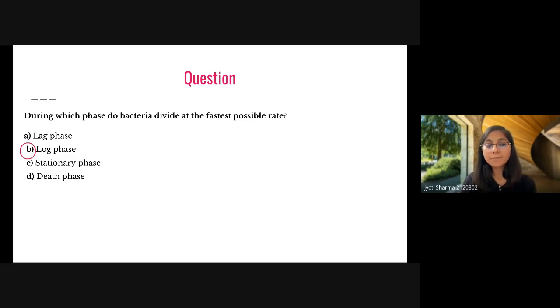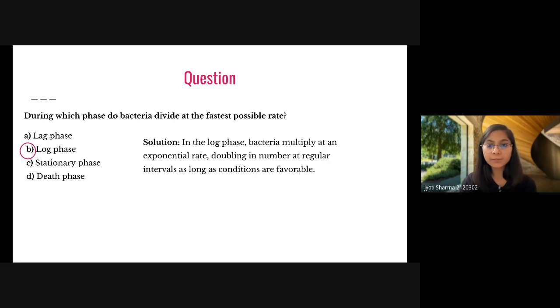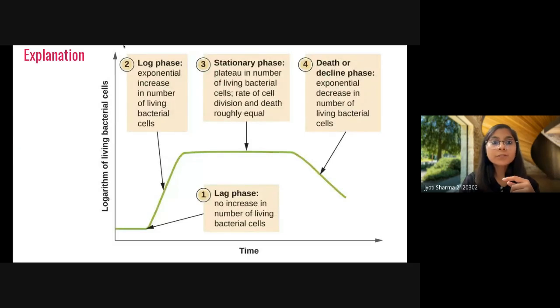Okay, so the answer is the log phase, and let me tell you why. In the log phase, this is the fastest, because the rate at which the bacteria grow is exponential. Let me show you the graph of this. So this is the bacterial growth curve. Just see the first portion. Let me take the pen.